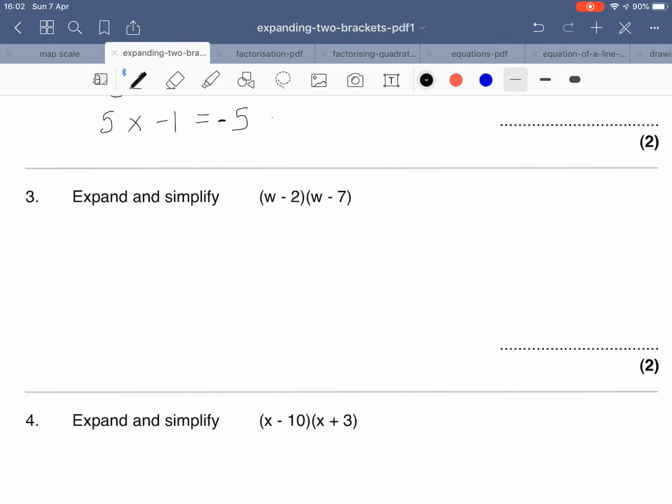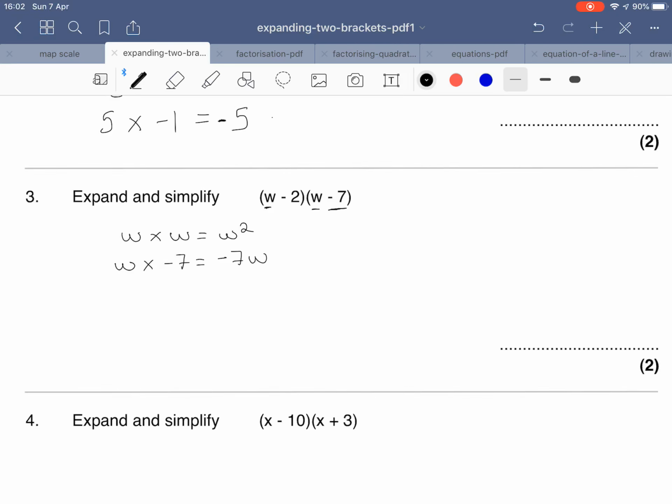Okay, so we're going to do the first one. So I'm going to go W times W. So W times W is W squared. Outer ones, W times minus 7. So W times minus 7 is going to be minus 7W.